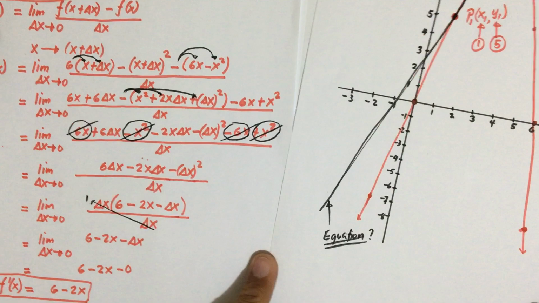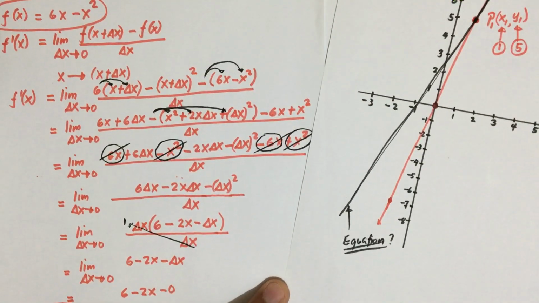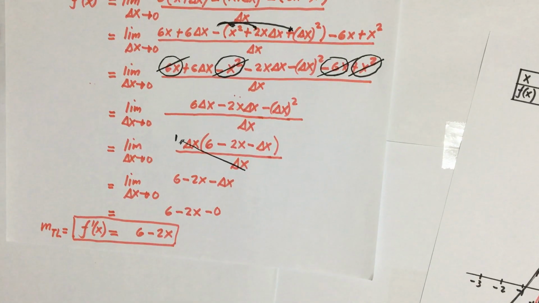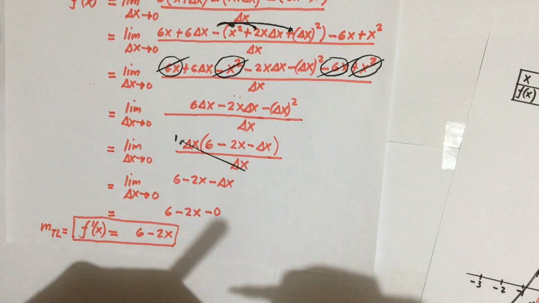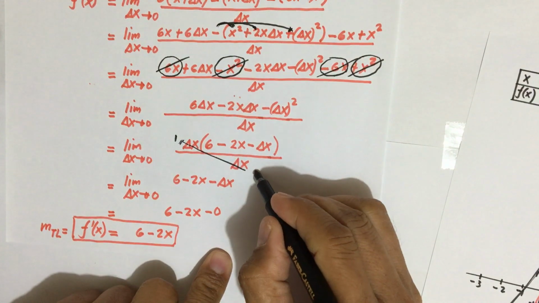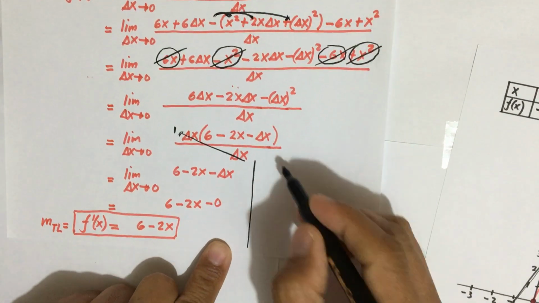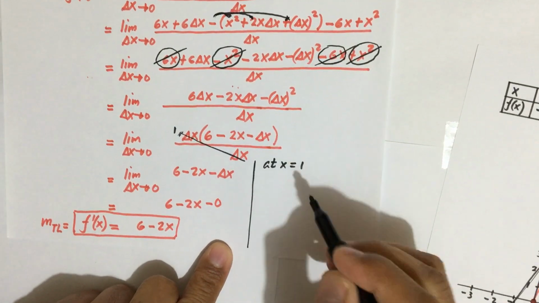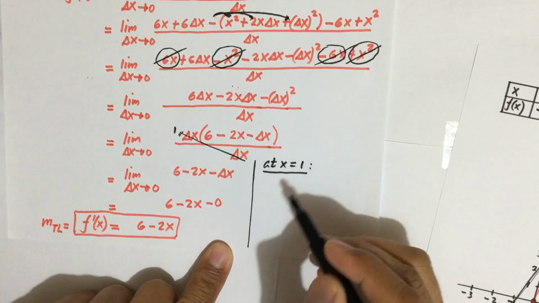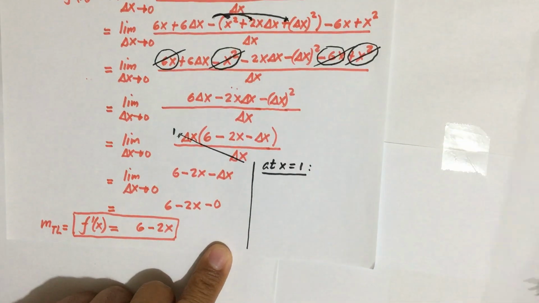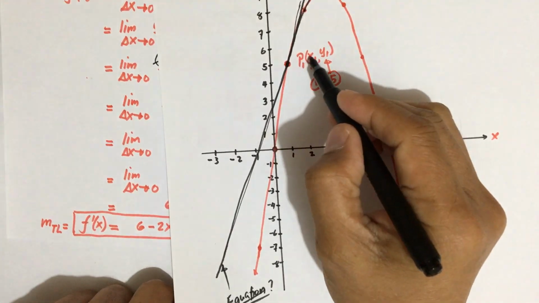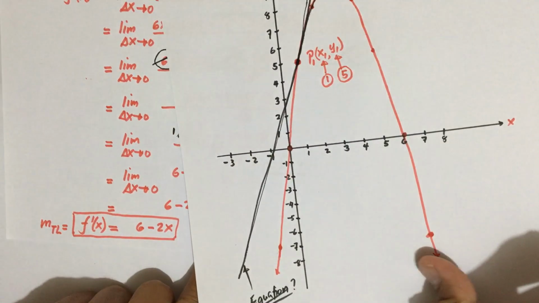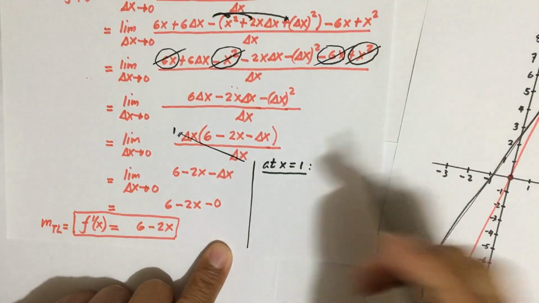Now we already have solved the slope, right? So we already have solved the slope, but that is in terms of x. So the slope at x equal to 1. Okay, so at P1, at x equal to 1, meaning at this point P1, our x1 equal to 1. So we can solve for the slope.